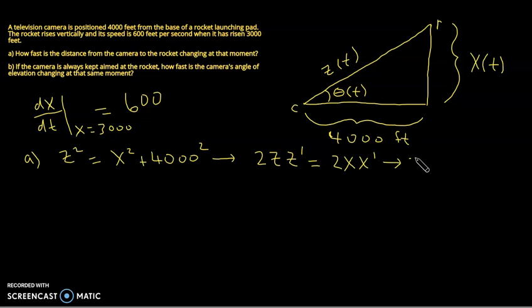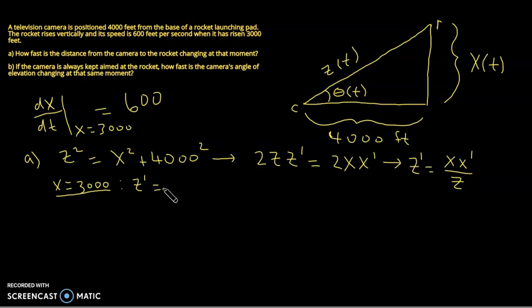Okay, now we want z prime, so let's go ahead and solve for it. And we get that z prime is x times x prime over z. Okay, and we want this z prime when x is 3000. So let's specify that we're going to put the x equals 3000 in. In fact, we're going to put in everything we know is going on when x is 3000, and we'll get the z prime at that time.